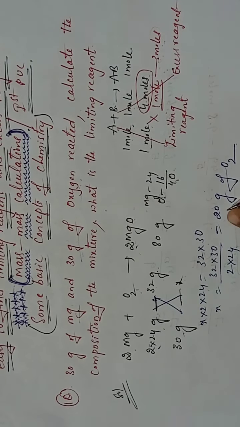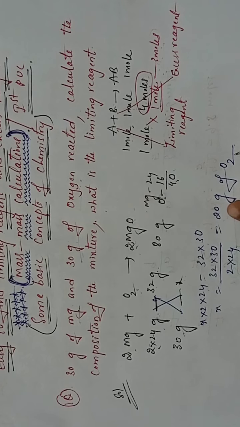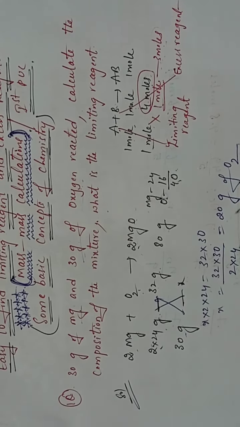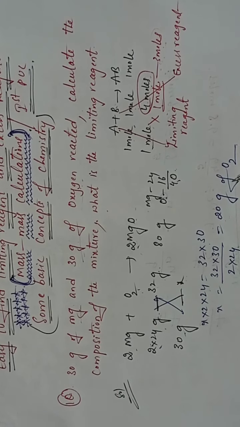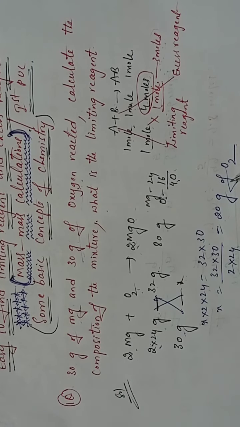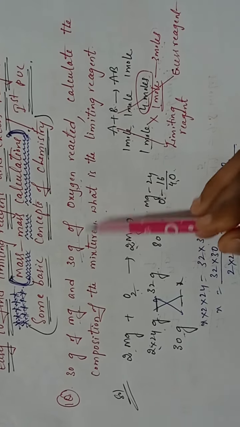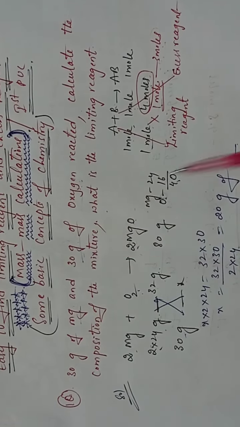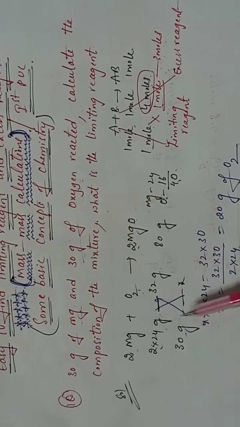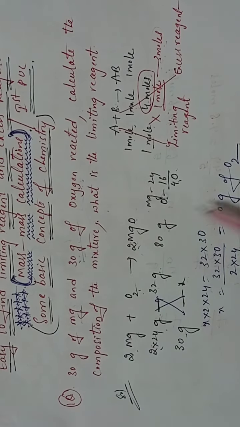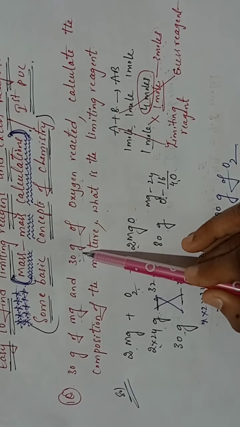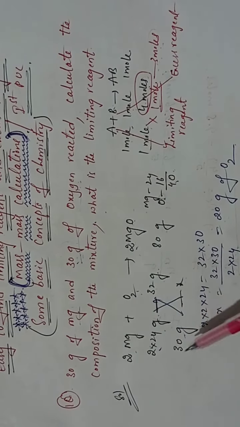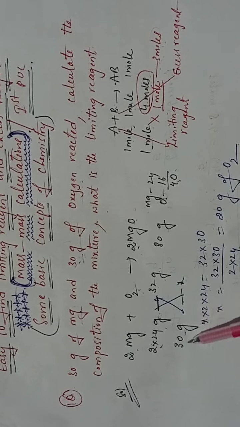Here we got 20 grams of oxygen. That means 30 grams of magnesium can react with 20 grams of oxygen. Understanding? That means the oxygen given is in excess. Only 20 grams is consumed. Of the 30, 20 is used; the remaining 10 grams is excess. It is not reactive with the magnesium, students.